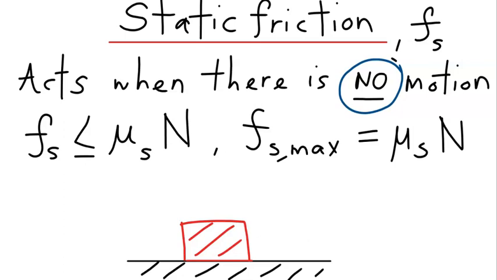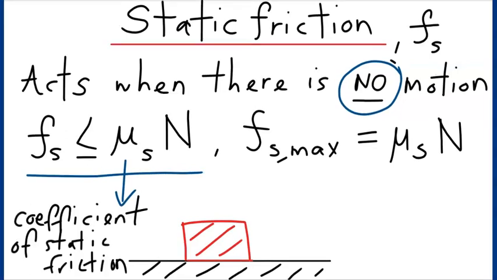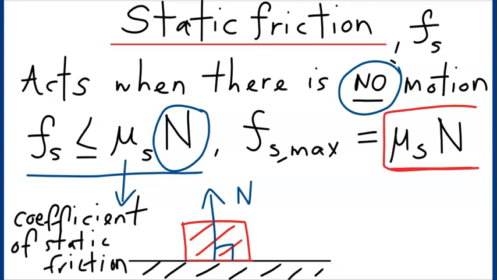So when does the static friction come into play? To answer that, let's look at this inequality. Static friction is given by an inequality, not an equation. This mu sub s is called the coefficient of static friction. And N here is the normal force that is being exerted on this box in a 90 degrees direction with respect to the surface. So the value of static friction will always be less than or equal to this product. So this product is therefore the maximum static friction that can be exerted on an object such as this one.